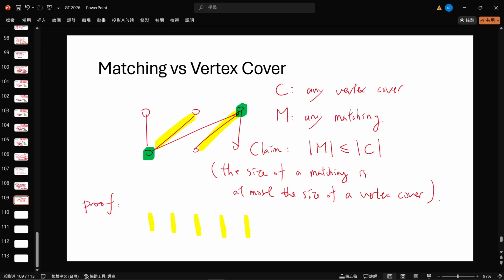So let's forget about covering all the edges in the graph. Let's just focus on covering all the edges in the matching. If you want to cover these 5 edges, how many vertices do you need at least? 5.